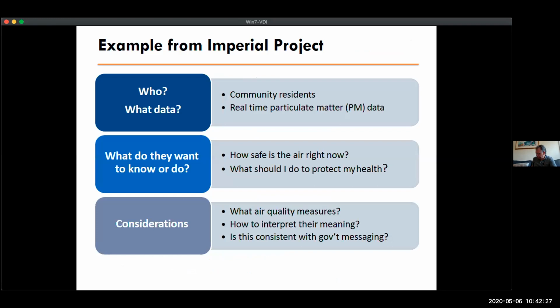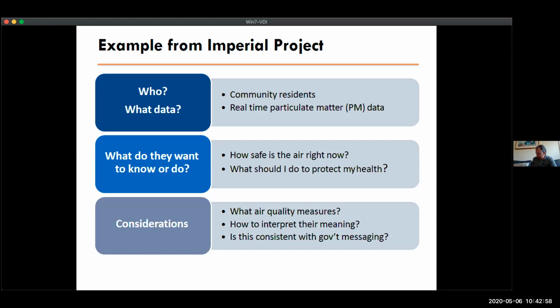So like I said, these are some examples from the Imperial project. Who informed how we were going to use the data? A steering committee formed of community residents, and that data was for real-time particulate matter, PM 2.5 and PM 10. What they wanted to know is how safe the air was. We do suffer from disproportionate cases of asthma in children and in older adults. And they wanted to know what actions they could take to protect their health and reduce exposure to bad air quality.